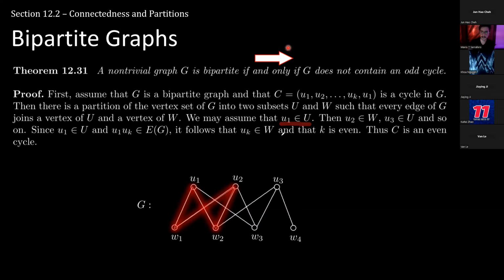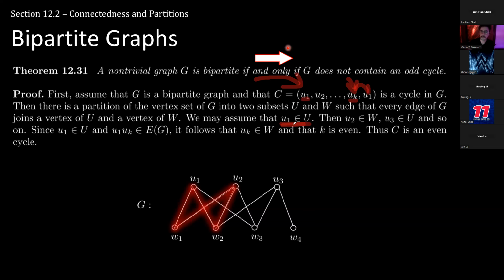And again, we look at this cycle here. This goes up to UK. So we look at this cycle, and we want to prove that it is even. If we start at U1, go up to UK, and then go back to U1. If we start at U1, we can assume that we're in U. We're either in U or in W, and it doesn't matter. So without loss of generality, we're in one of the two.